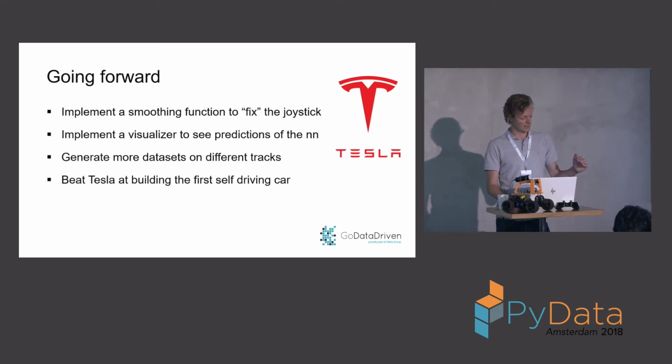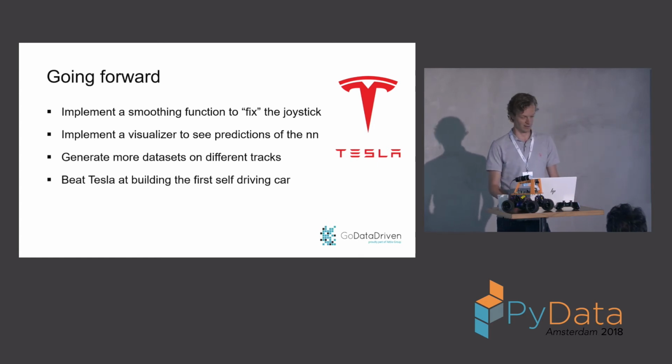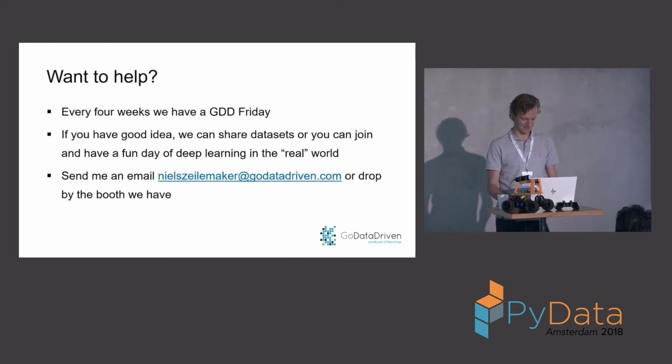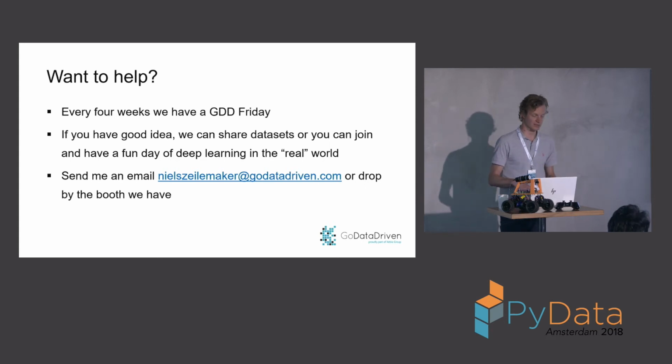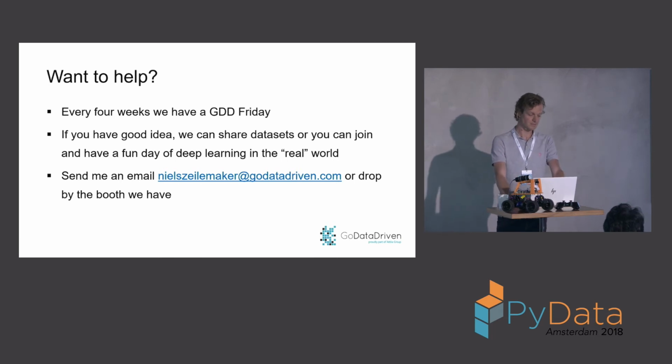We're going to create more data sets on different tracks. And at the end, we're going to beat Tesla building the first self-driving car based on donkey cars, because that's obviously the correct platform to test these things out. So that's now an open question. As you see, it's very much a work in progress project for us.